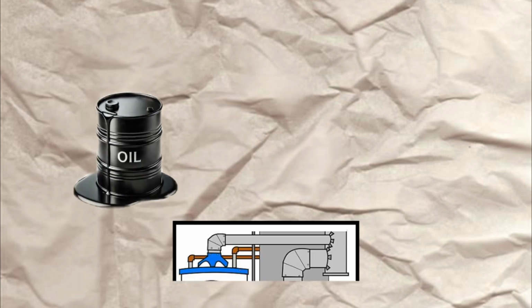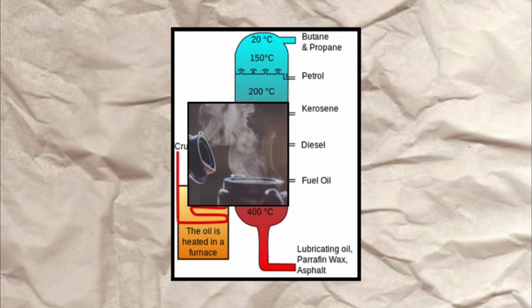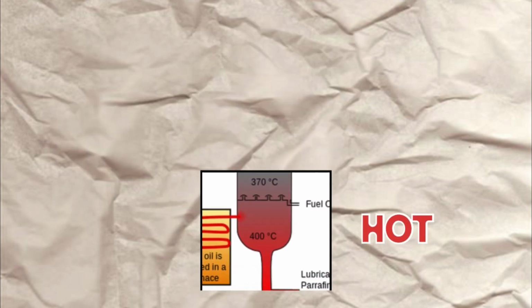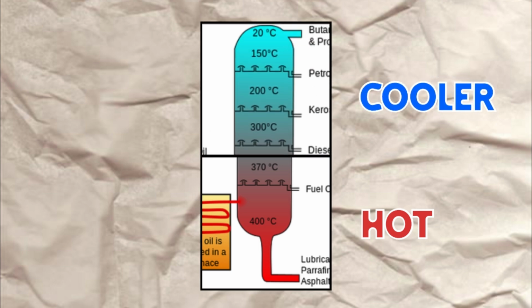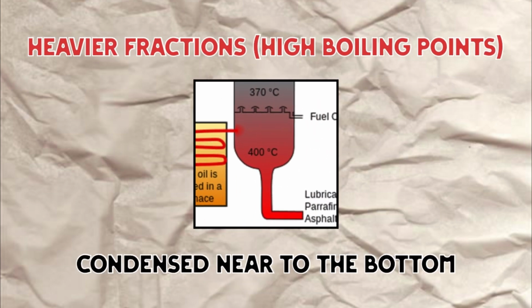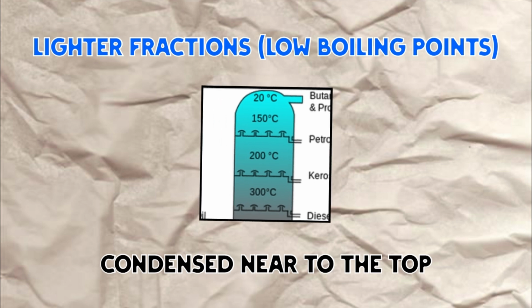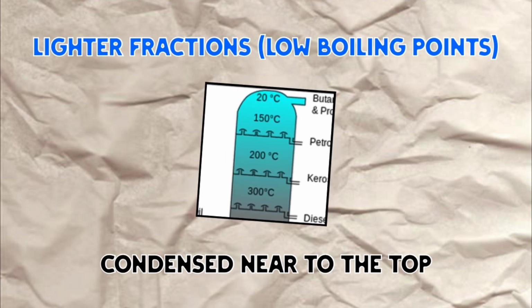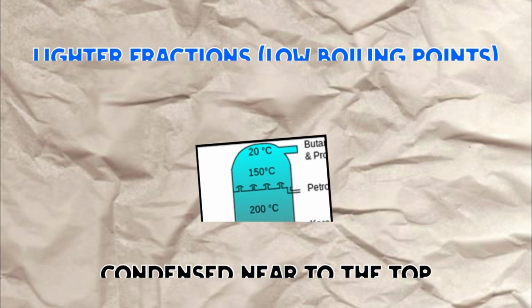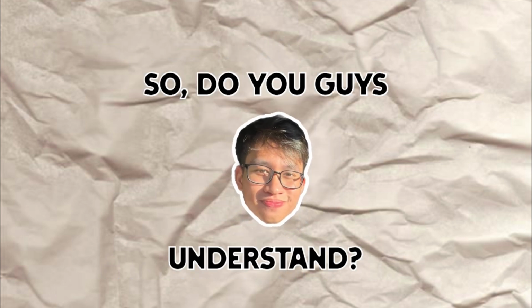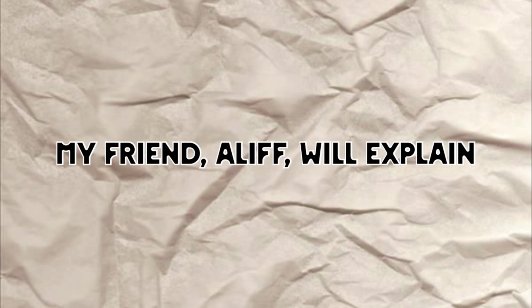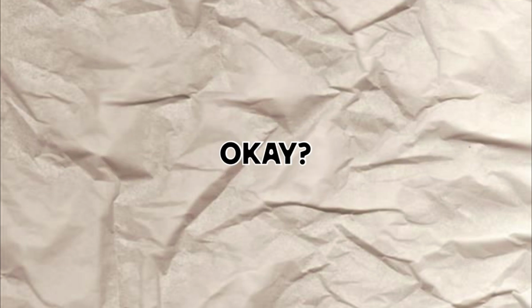Basically, crude oil is heated in a furnace until it becomes a vapor. The vapor then enters a fractionating column, which is hot at the bottom and cooler at the top. As the vapor rises, the heavier fractions, which have high boiling points, will condense near the bottom, while the lighter fractions, which have low boiling points, rise higher and condense near the top. So, do you guys understand? No? Alright, it's okay. My friend Alif will explain to you guys in more detail, okay?